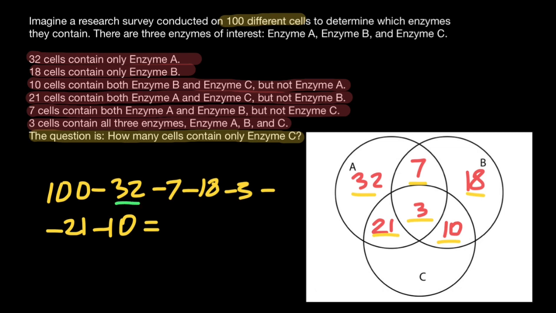So 32 and 18 is going to be 50, 60, 70, 91. So 100 minus 91, and we are going to get 9. 9 cells are going to have only enzyme C.